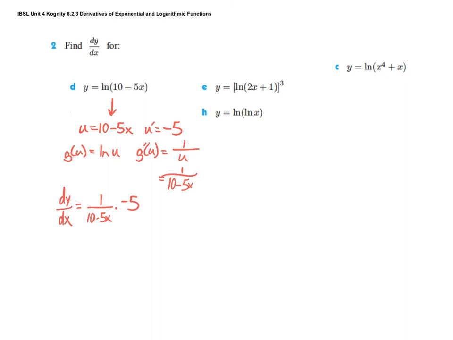Okay? Can you take a 5? So it'd be negative 5 over 10 minus 5x. You can reduce that. You could actually reduce it by a negative 5 even, and it'd be 1 over x minus 2. If I cancel out a negative 5 from the bottom, it'll be a positive x and a minus 2. So 1 over x minus 2. Okay? If you canceled out the 5 only, it would have been a negative 1 over 2 minus x. Those are equivalent, so it doesn't matter.